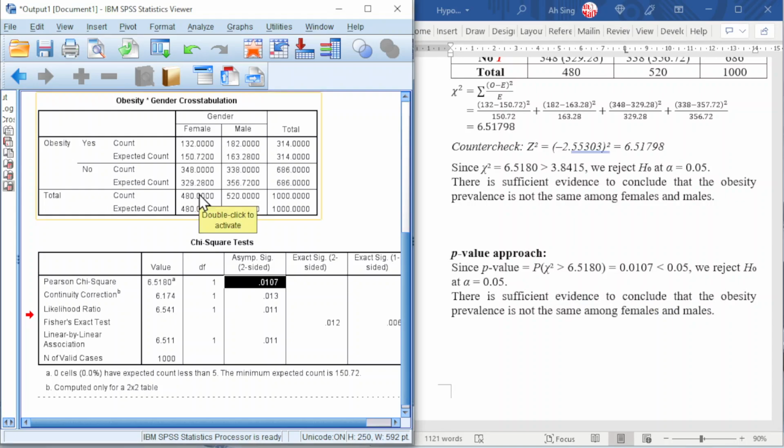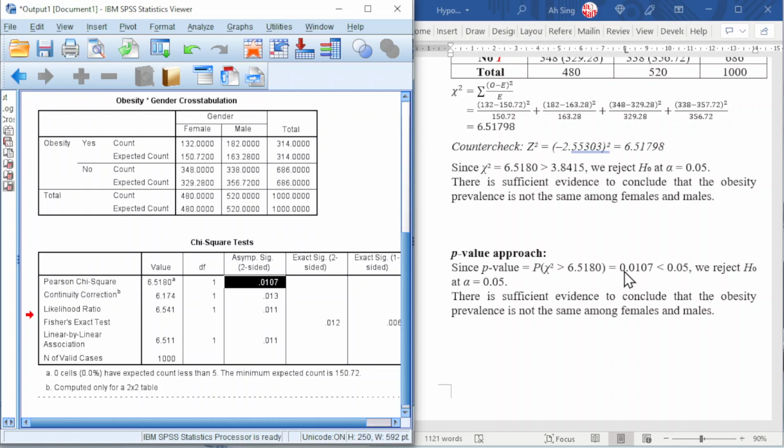Supposedly, when we see 2 by 2 contingency tables with degree of freedom equal to 1, we should conduct the continuity correction. However, we should always bear in mind that this correction might be overcorrected, which means that it's not necessary for us to conduct continuity correction. So we will still take the p-value computed under Pearson chi-square.